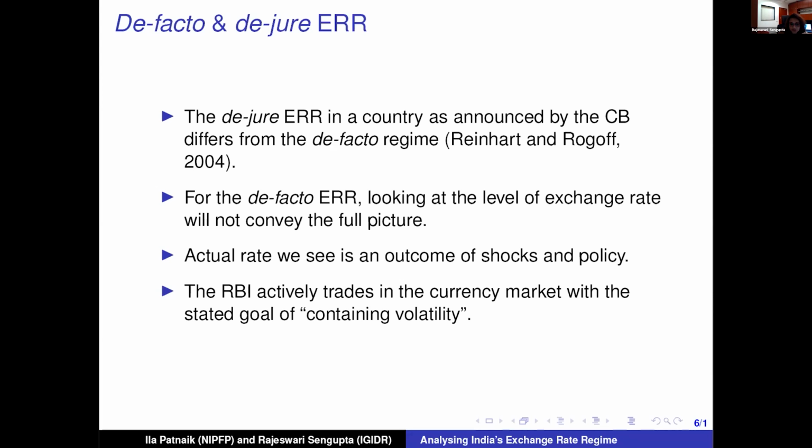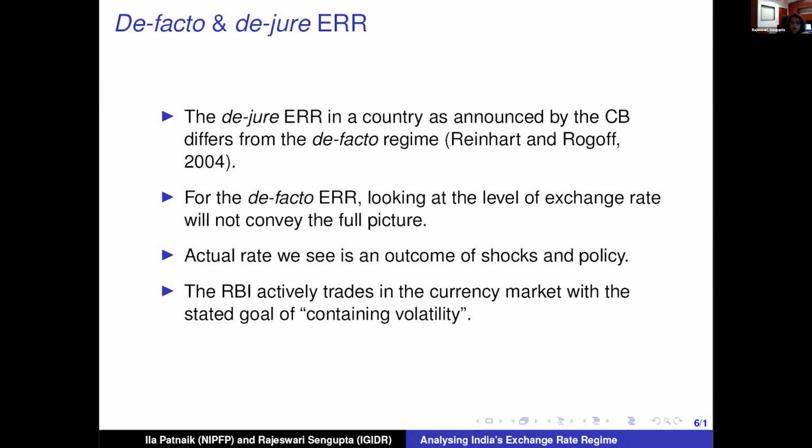For the de facto exchange rate regime, simply looking at the level of the nominal exchange rate or even the volatility, as I was just showing, will not convey the full picture. The reason is that the actual exchange rate that we observe is an outcome of both macro-financial shocks or other shocks that the economy is facing, as well as the intervention policy or the currency policy of the central bank. So the actual exchange rate that we observe de facto is a combination of these two.